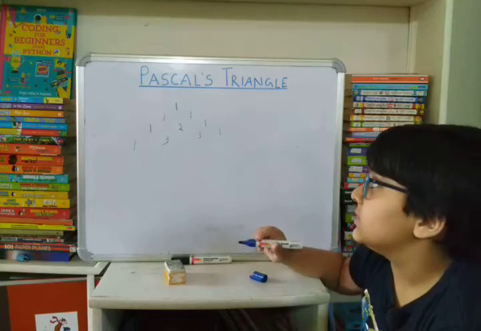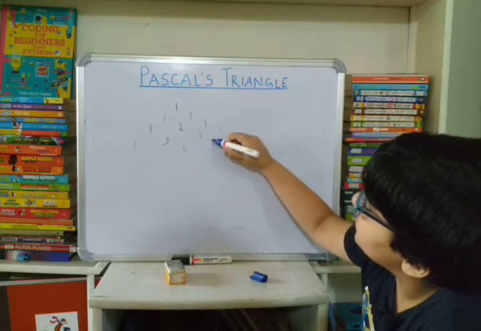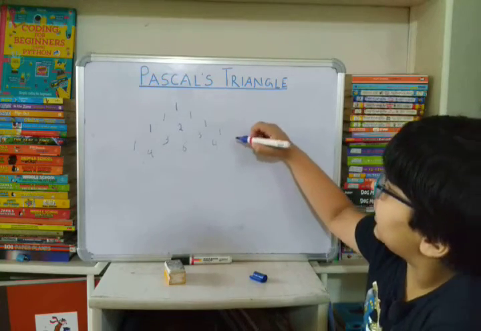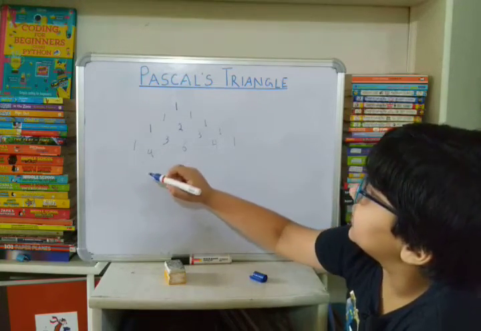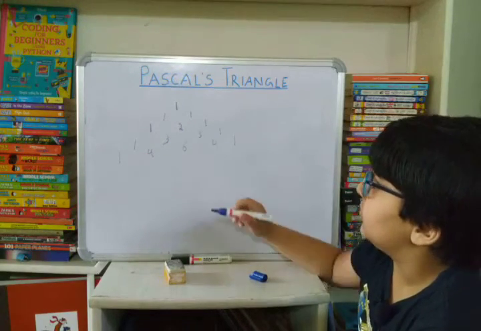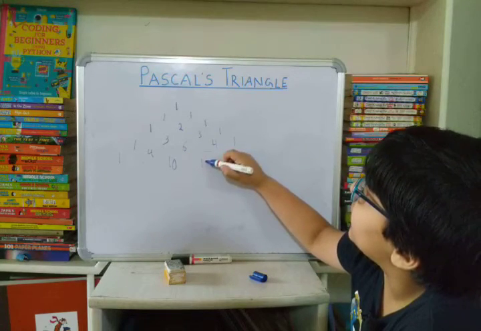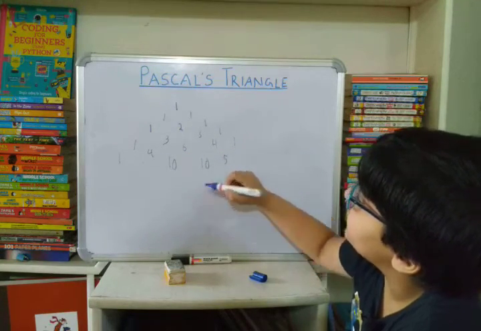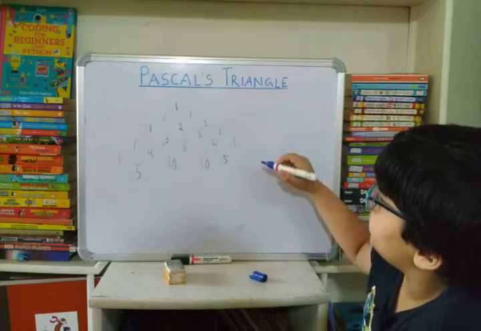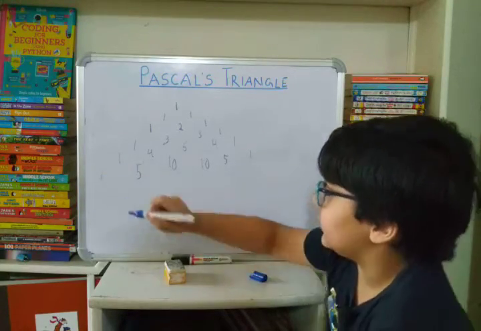Then 3 plus 3 equals 6. 3 plus 1 equals 4. 1 plus 3 also equals 4. And then 1 plus 0 equals 1 and 0 plus 1 equals 1. 4 plus 6 equals 10. 6 plus 4 is also equal to 10. 4 plus 1 is equal to 5. 1 plus 4 is also equal to 5. And 1 plus 0 is equal to 1, and 0 plus 1 is equal to 1.